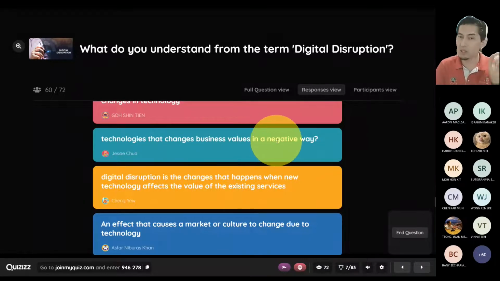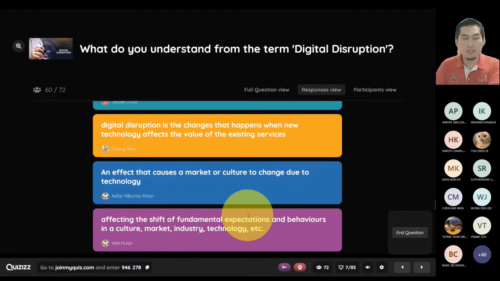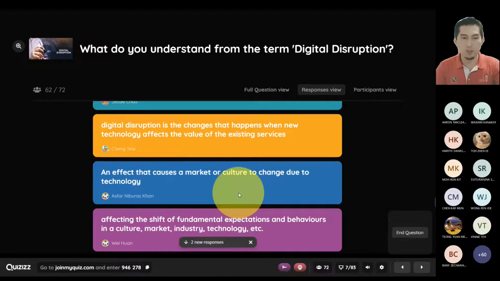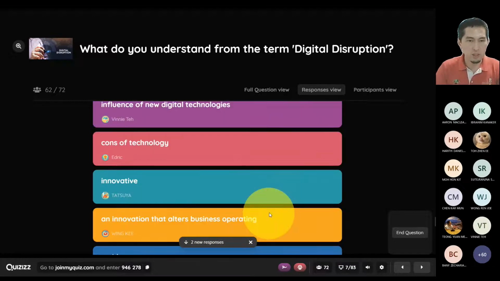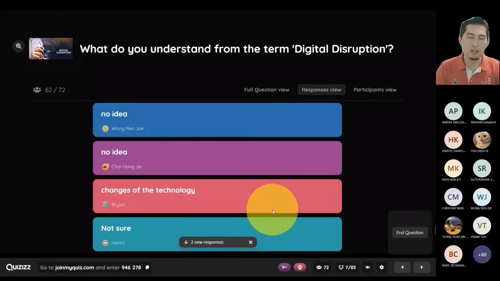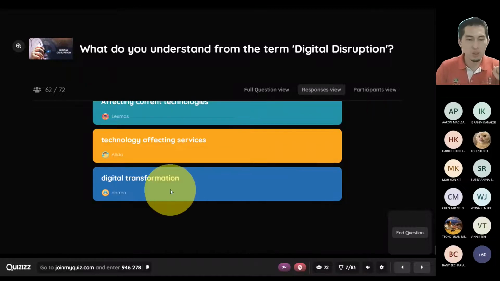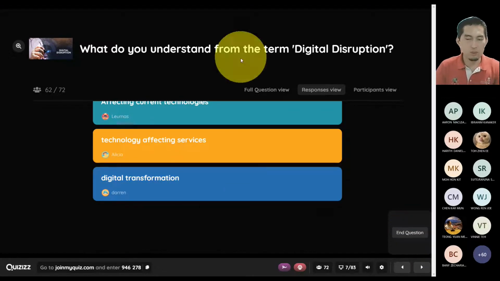Technology that changed business values in a negative way. So Jesse, as I highlighted, is not just necessarily negative. It can go both ways. Yeah. Because of digital disruption, newer businesses were able to exist as well. Some older businesses adopting the new technology was also able to flourish and do better. Okay. All right, awesome. Innovation, changes, new technology, cons of technology. So for those of you who said the cons and negative part is not necessarily so, yeah? No idea. Okay, digital transformation. Wow, this is a very big word by Darren. Again, this means a lot of different things, yeah? I'm going to end the question here. Thanks to the 62 of you who has responded.